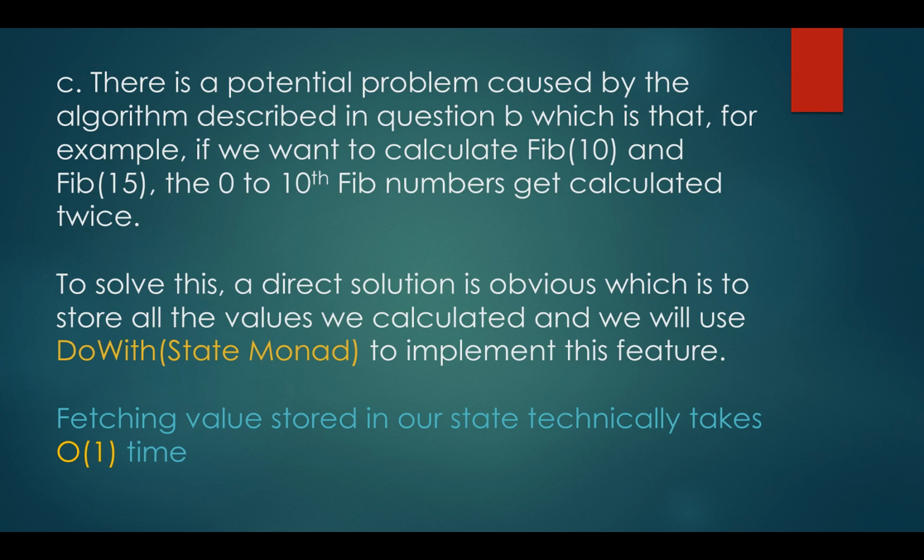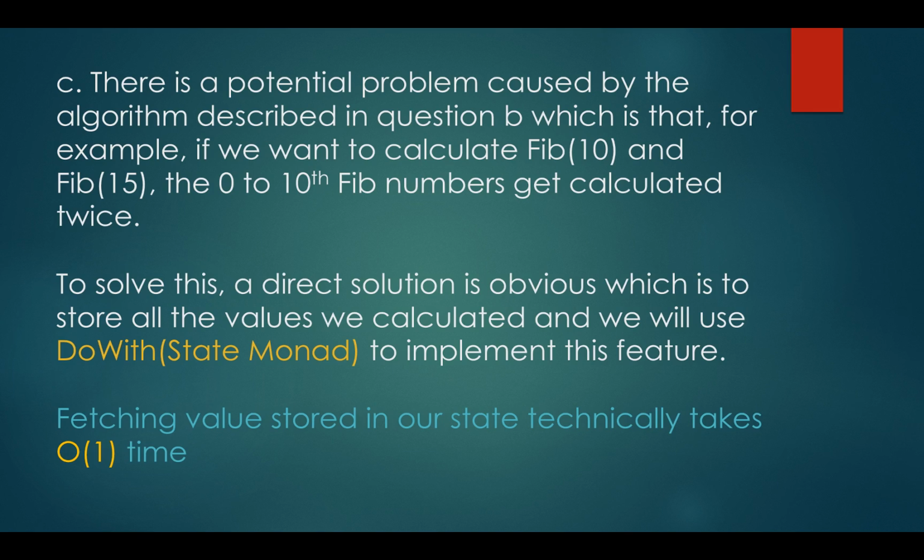If we calculate Fib 15, we would use the result of Fib 10, but when we need the 10th Fibonacci number again, we have to calculate it again. Why can't we store it if we use the number frequently? It would be really useful, since it technically takes only one calculation if we store it. So I came up with the idea of implementing that with DoWith, aka the state monad.